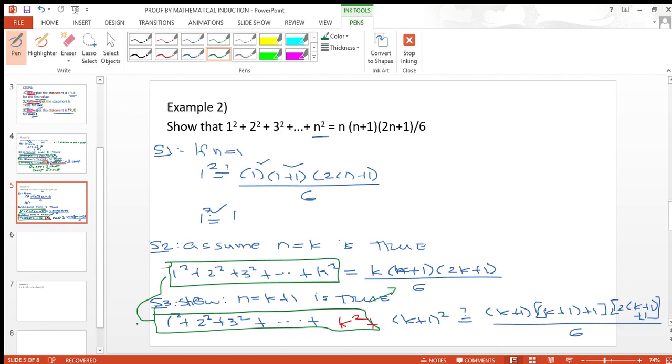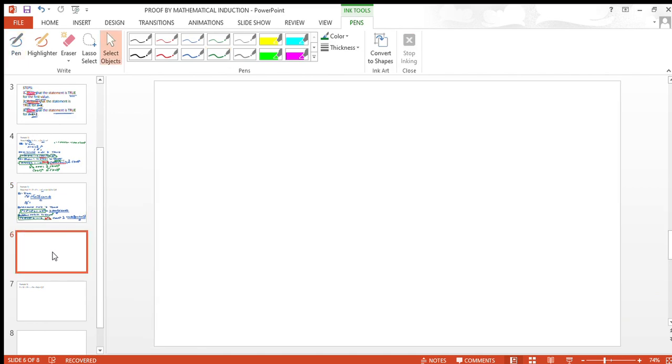Therefore, we need another slide. So that is k times k plus 1 multiplied by 2k plus 1, divided by 6, plus what's that?